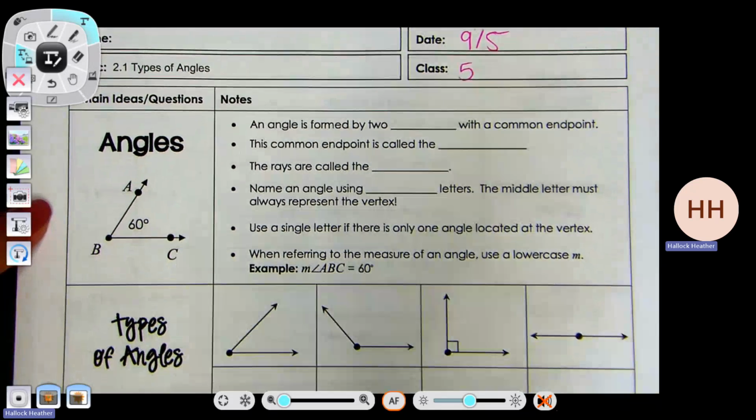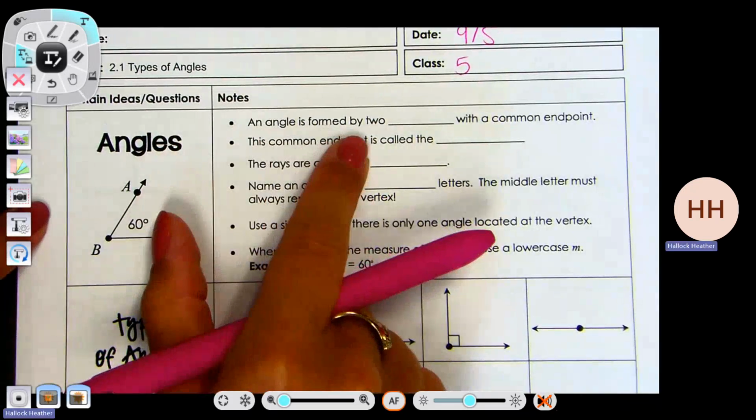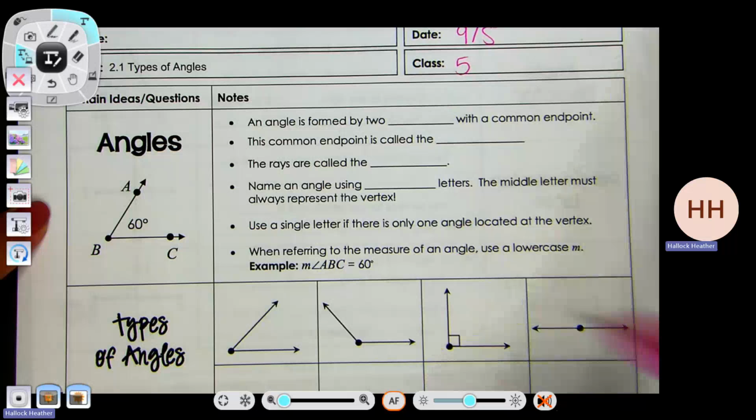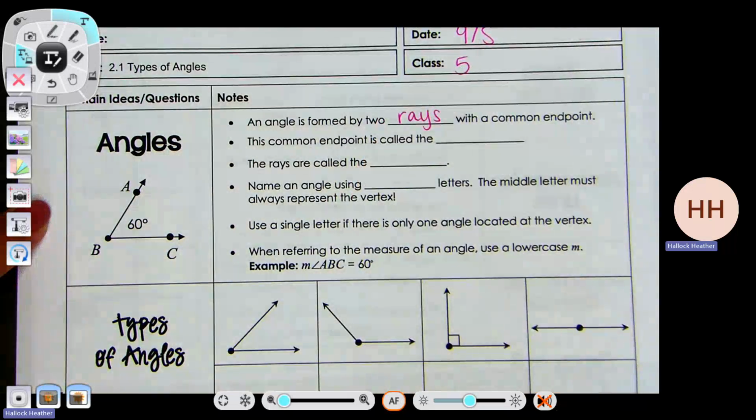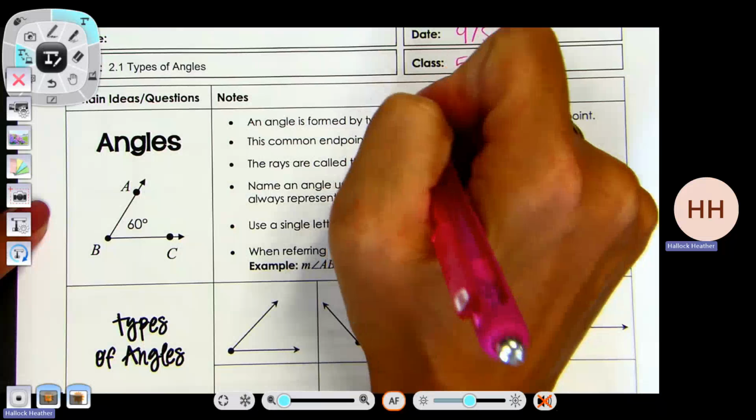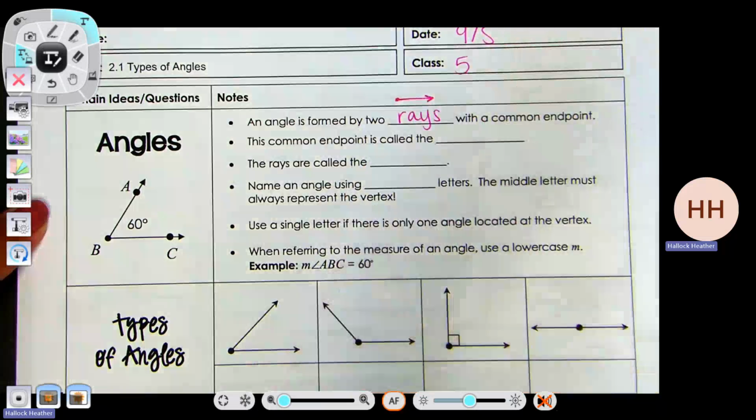So for an angle, it says an angle is formed by two rays, which we have not talked about what a ray is. A ray has a stop point and a line continuing in one direction.